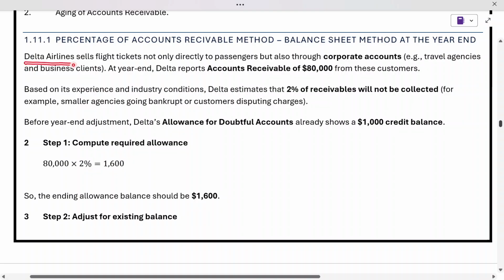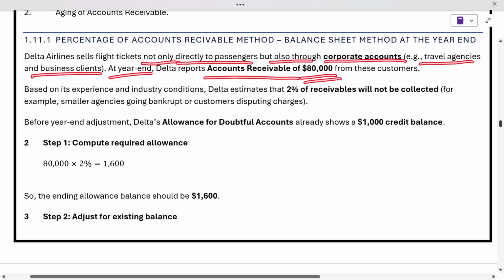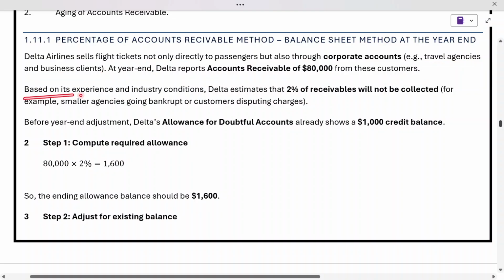There is a company called Delta Airlines that sells flight tickets, not only directly to passengers but also through corporate accounts, just like travel agencies and business clients. At the end of the year, Delta reports accounts receivable of $80,000 from these customers. So they are going to receive $80,000. Based on its experience and the industry conditions, Delta estimates that 2% of receivables will not be collected.